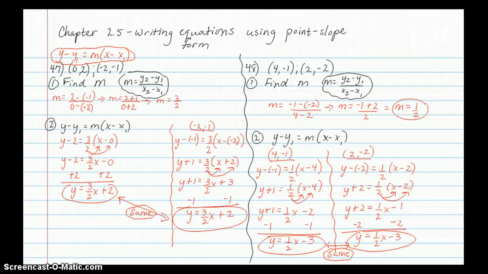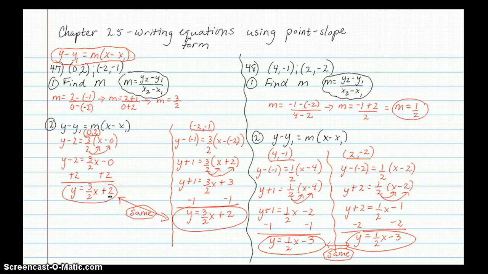Okay, on number 47, you can see that for the slope, I did 2 minus a negative 1 over 0 minus a negative 2, which was 2 plus 1 over 0 plus 2, which gave us 3 halves. For the ordered pair 0, 2, we plugged in y minus 2 equals 3 halves times x minus 0. We then distributed the 3 halves to the x minus 0, so we have y minus 2 equals 3 halves x minus 0. And then we add 2 to both sides to isolate the y, so y equals 3 halves x plus 2.